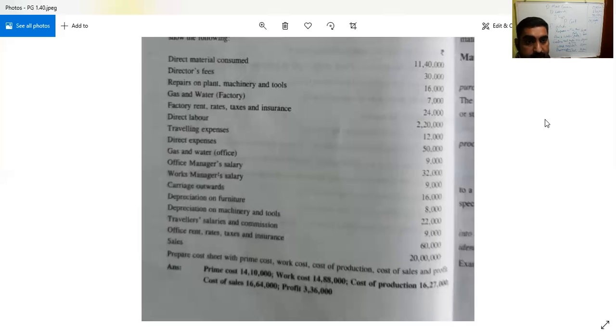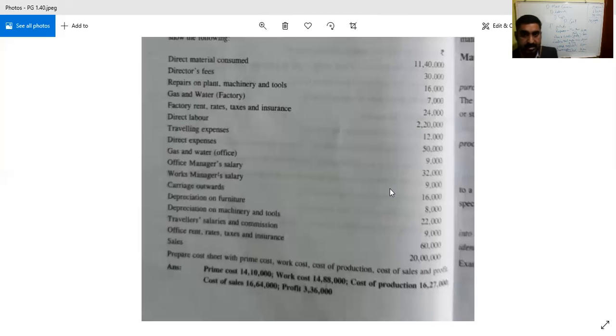Okay, then the next item is what? Direct labor we already taken. Traveling expenses, where is it to be taken? It is to be taken in selling and distribution. Direct expenses already taken. Gas and water, this is 50,000, that is there.